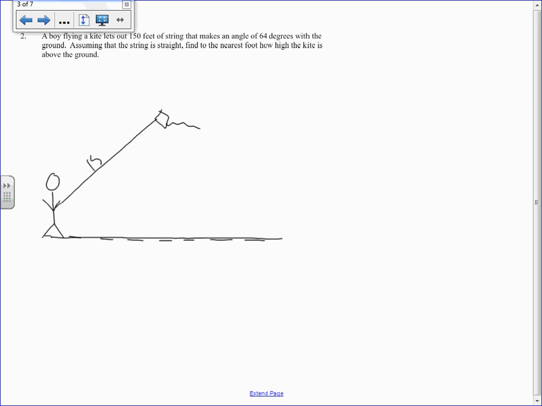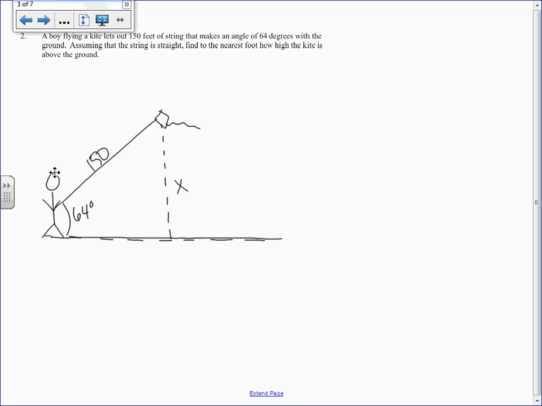So this length right here is going to be 150. And my string is making a 64-degree angle with the ground. So this angle, which looks kind of weird, is going to be 64 degrees. And I want to find out how high my kite is above the ground. So this is what I'm looking for right here, my height.